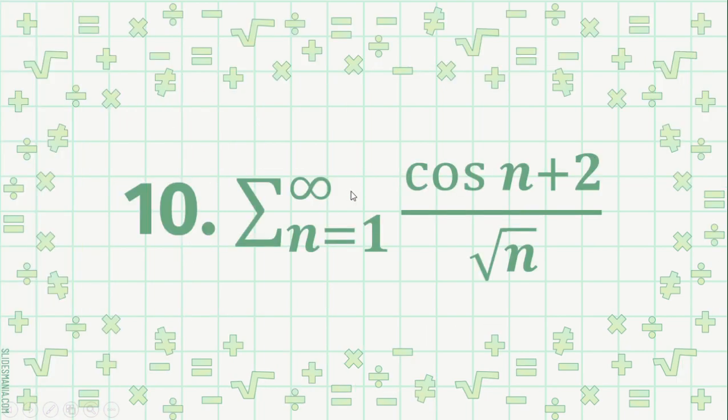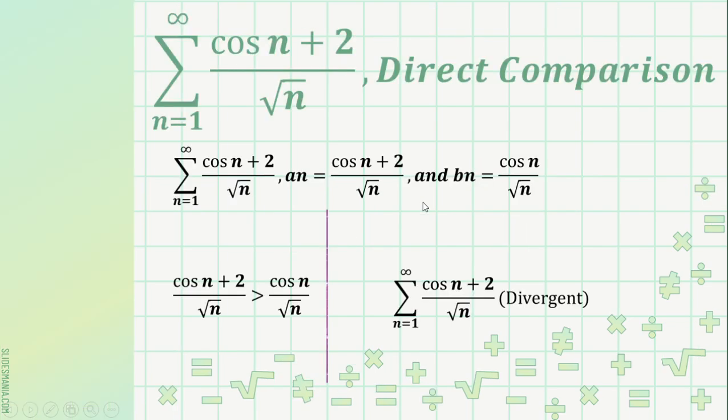And then number 10 is n to the n, cos n plus 2 over the power root n, with n from 1 to infinity. In this case, we use direct comparison again, but it's different from before. Before we used the p-series test. In this case, we don't need the p-series test. What we need is, first, we need to define an and bn.